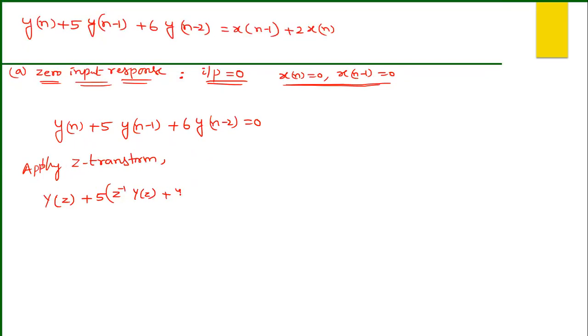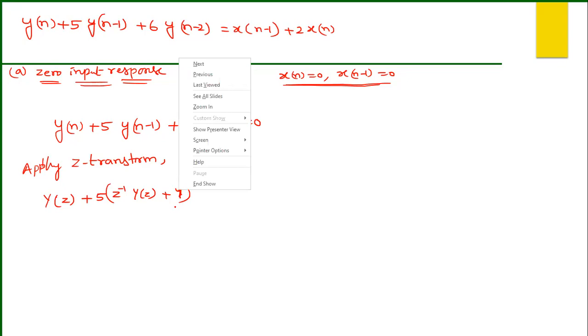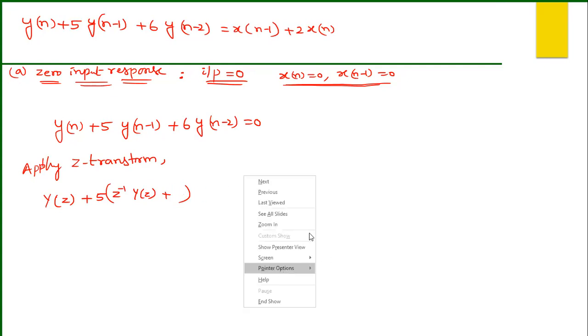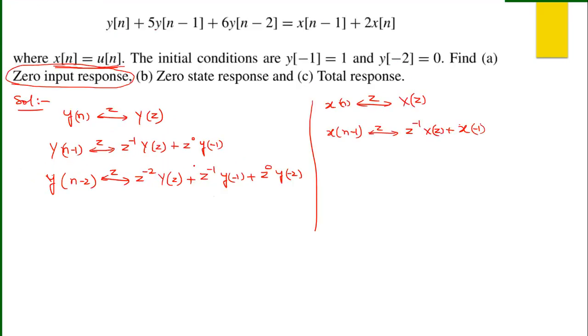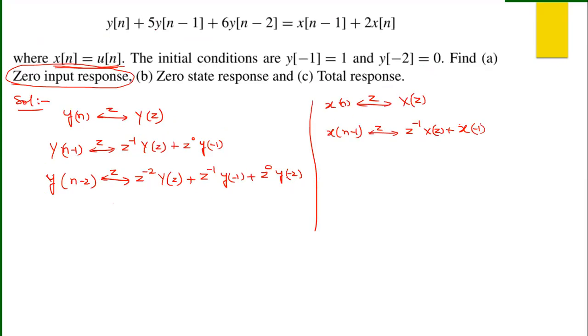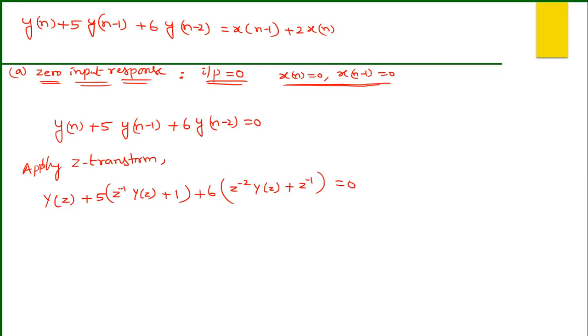What is my y of minus 1? It is 1. Plus 1, plus 6 times y of n minus 2. What is y of n minus 2? It is nothing but z power minus 2 into Y(z) plus z power minus 1 into y of minus 1, which is 1, plus y of minus 2, which is 0. You can ignore this term, equal to 0. So now you expand this term: Y(z) plus 5 by z into Y(z) plus 5 plus 6 by z square into Y(z) plus 6 by z is equal to 0.